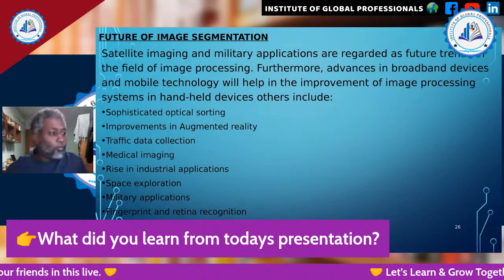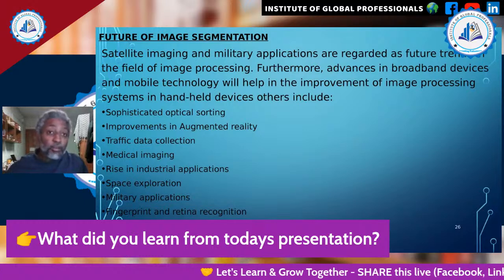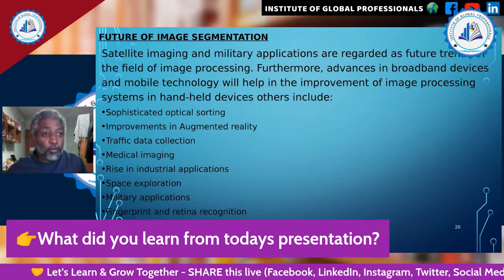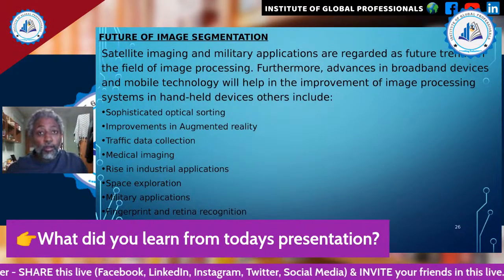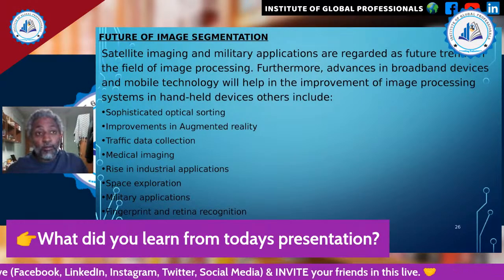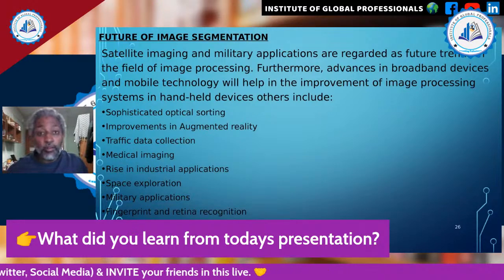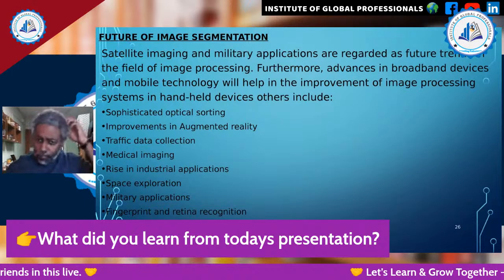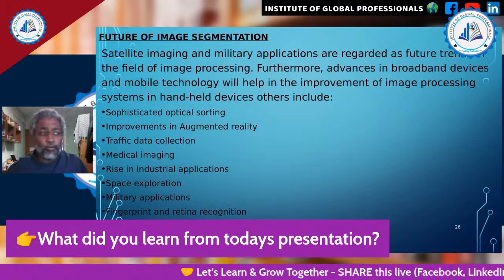Military applications. We see what is happening now. We have different types of warfare materials with the technologies. You have different missiles, intercontinental missiles. We have drones from the comfort of your room or your location. You could send them thousands of miles.